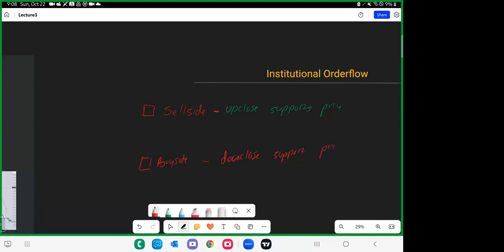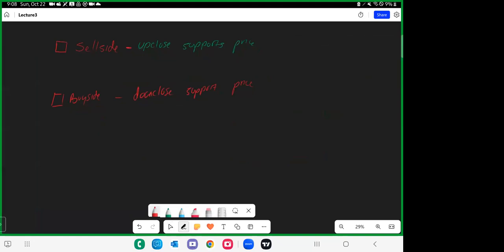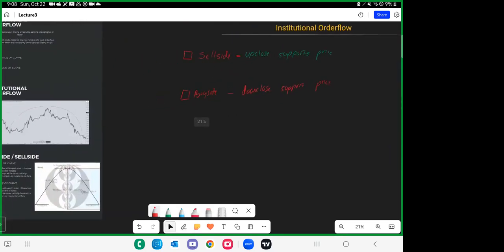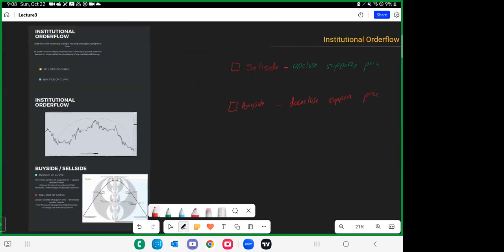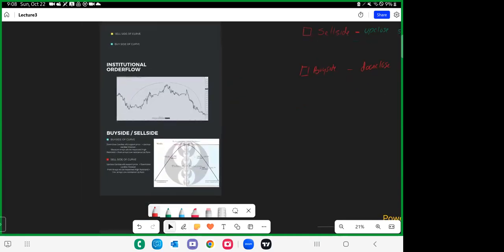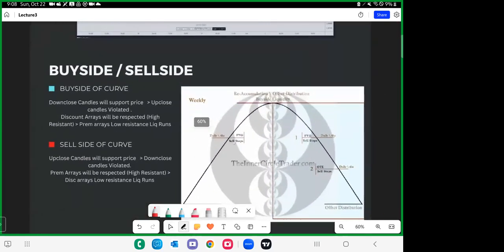All right, and this is very important. This has nothing to do with time frame. All right, as long as you have a range, an array, right, and price is always moving, right? Of course, there will be the need for a buy and sell program, right? And you'll see that because of that accumulation, manipulation, distribution, accumulation, manipulation, distribution. All right. So buy side of a curve, once again, key note, right? Down close candle will support price.